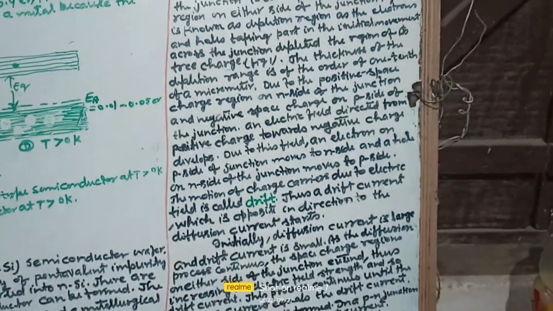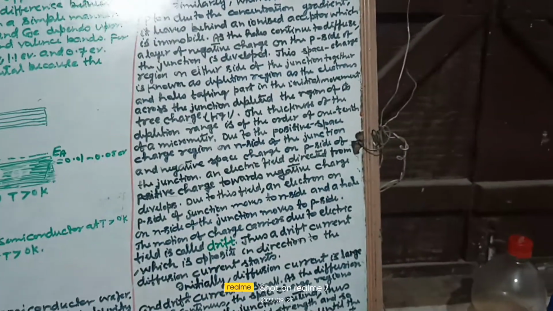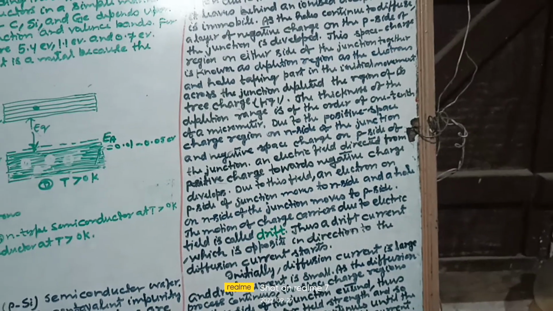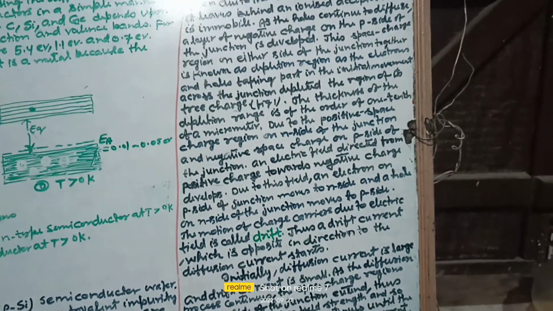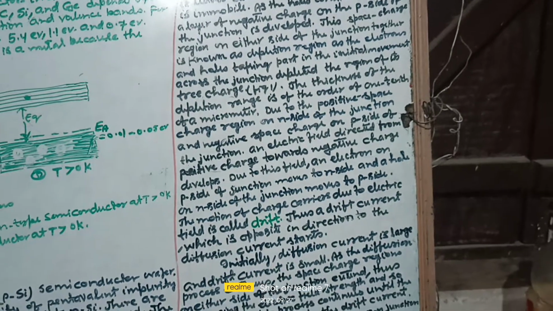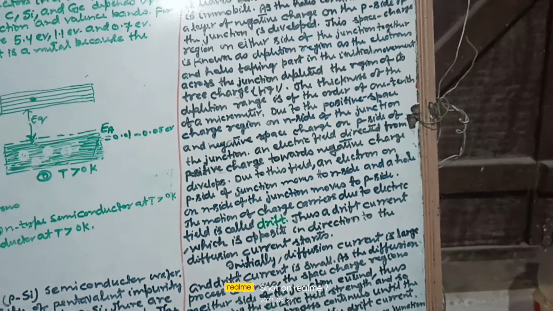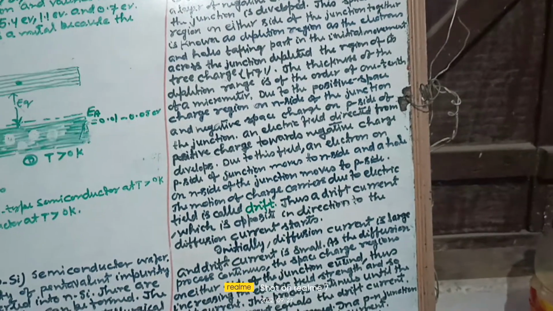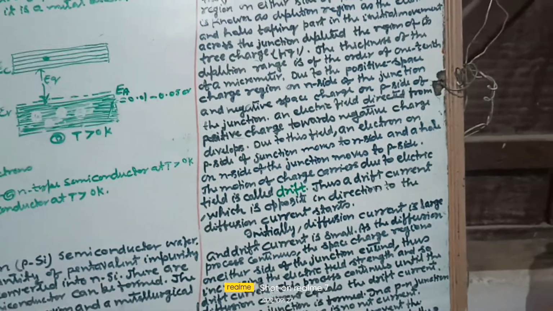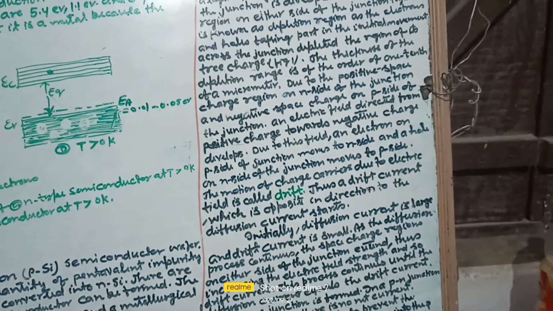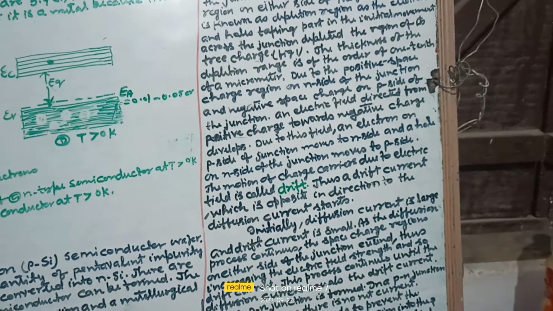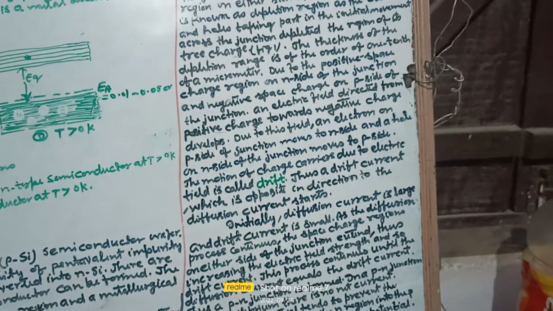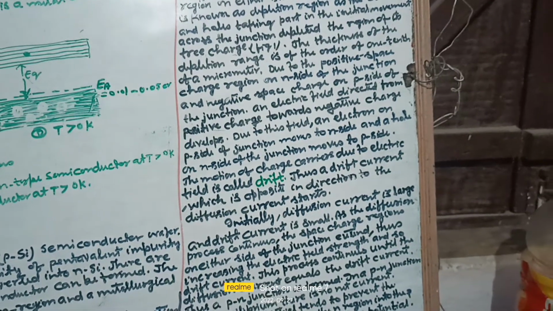Due to the positive space charge region on the N side of the junction and negative space charge on the P side of the junction, an electric field directed from positive charge towards negative charge develops. Due to this field, an electron on the P side of the junction moves to the N side and a hole on the N side of the junction moves to the P side. The motion of charge carriers due to electric field is called drift. Thus, a drift current, which is opposite in direction to the diffusion current, starts.